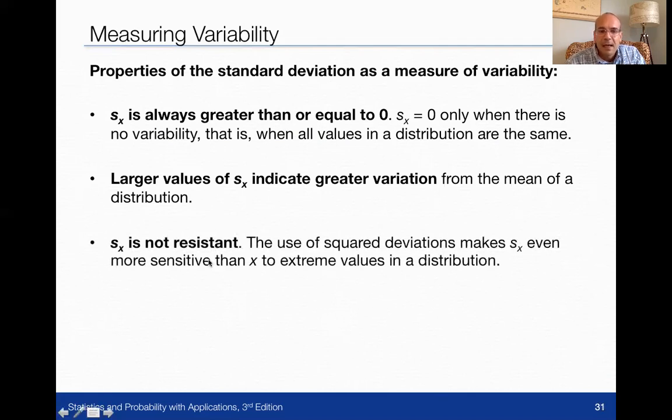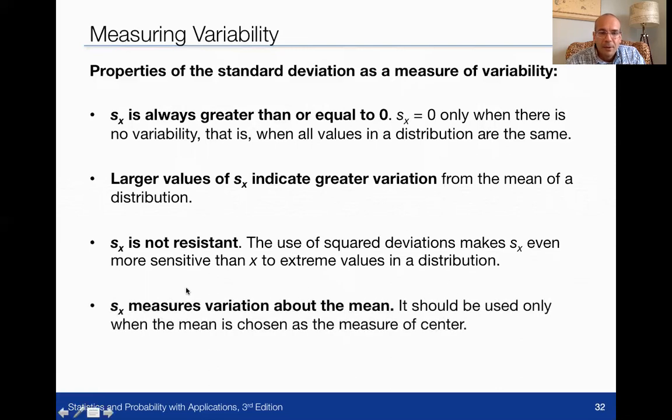The standard deviation is not resistant. If we had a wildly high or a wildly low score, you better believe that that's going to impact your description of how far away from the average items are. If you've got one that's way further away from the average than the others, it's going to increase. So it's not resistant. And then finally, it measures variation about the mean. It should only be used when the mean is chosen. So if you're talking about medians, you're down that path where you go quartiles and interquartile range.